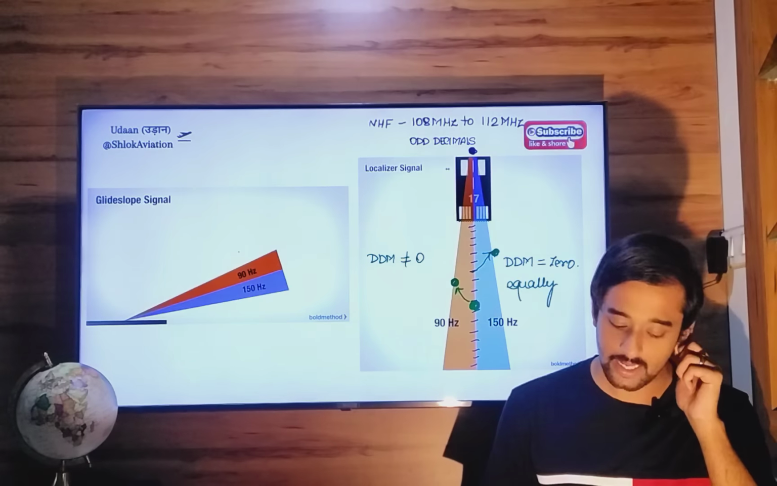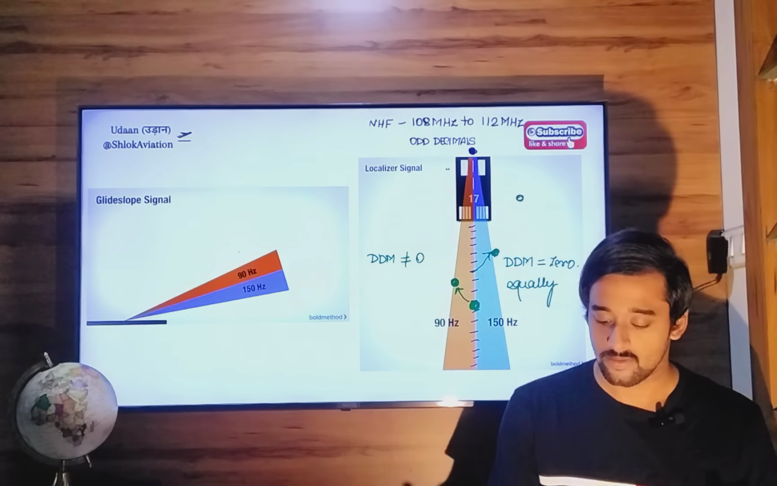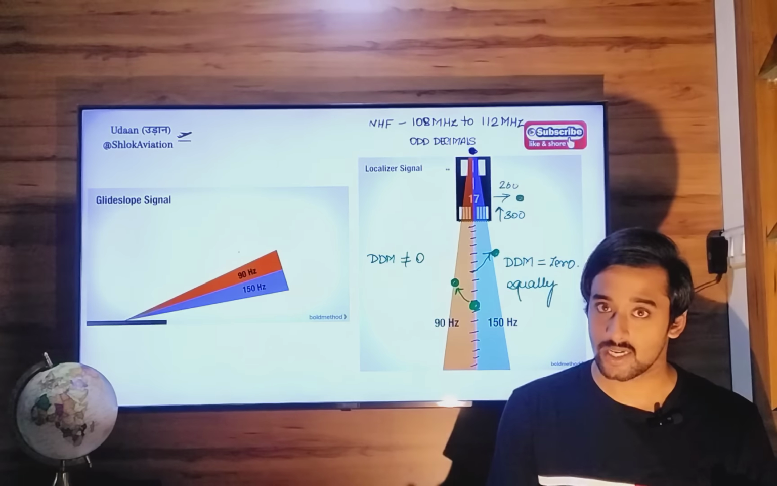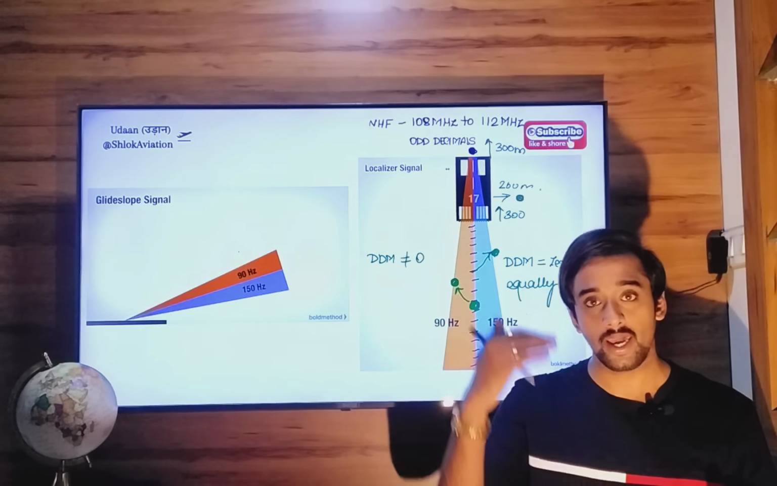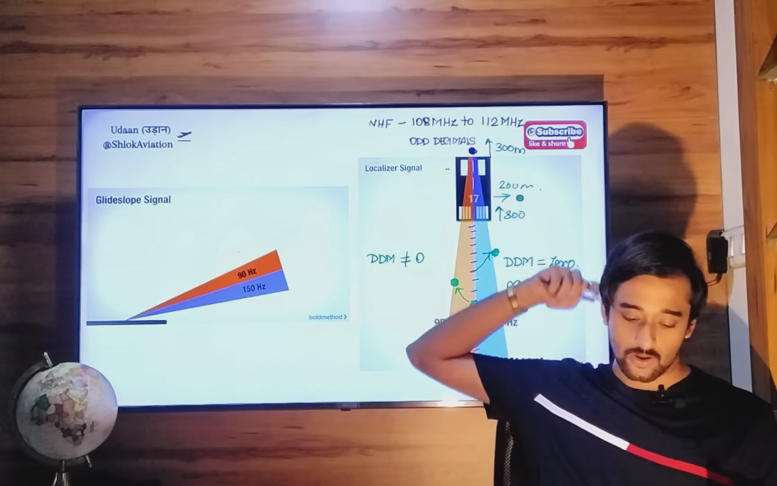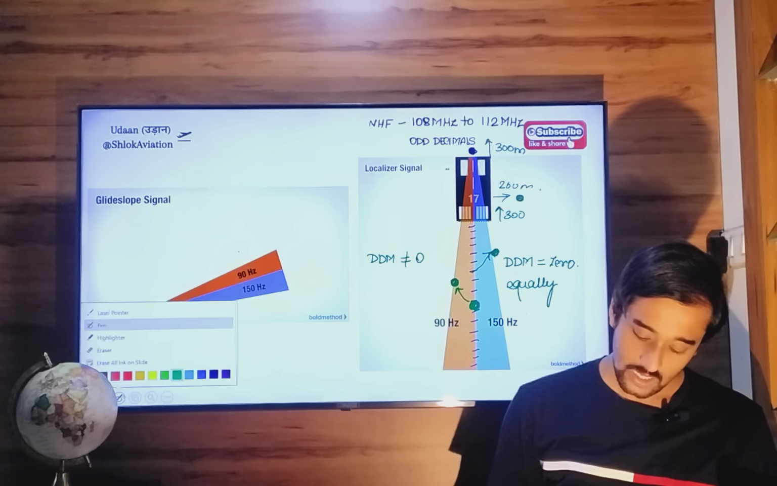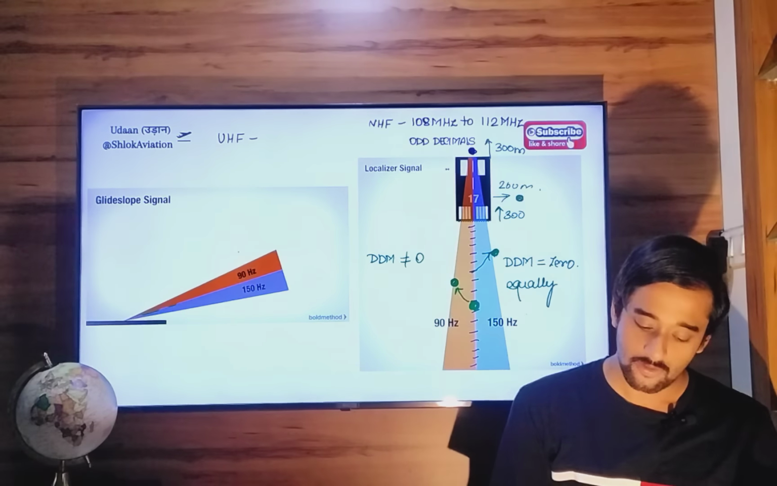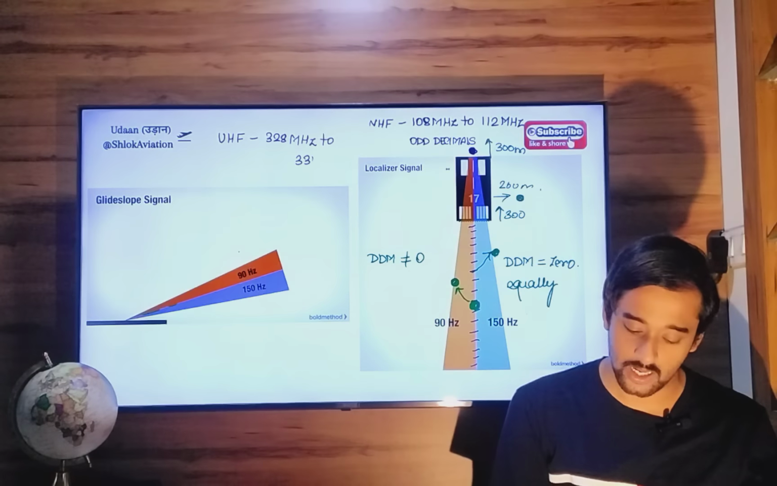Now your glide slope antenna is located on the right hand side of the runway, somewhere here, 300 meters down from the threshold and 200 meters to the right hand side. The localizer aerial is situated 300 meters away from the end of the runway. Similarly, the glide slope operates in the UHF frequency band, starting from 328 megahertz up to 335 or 336 megahertz.